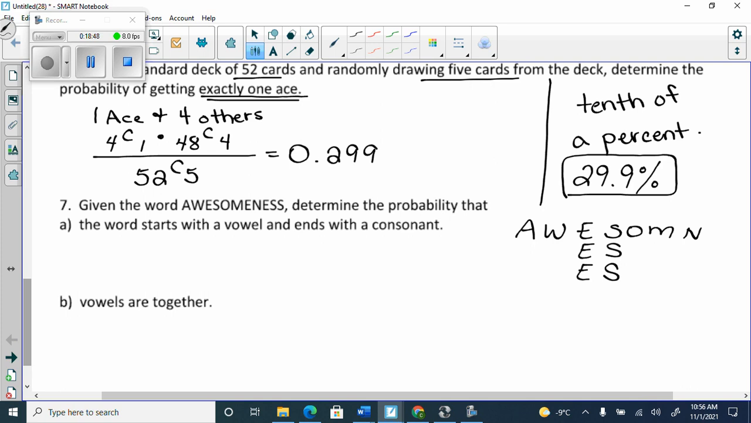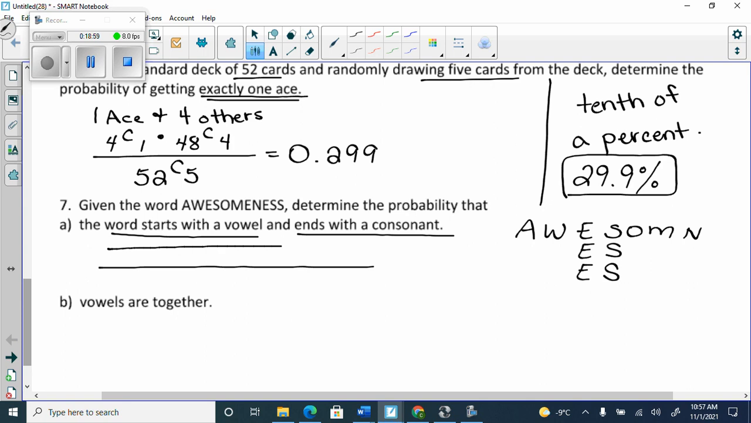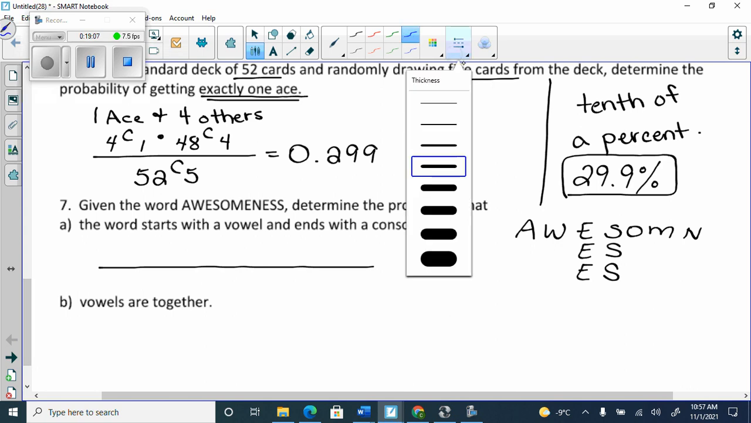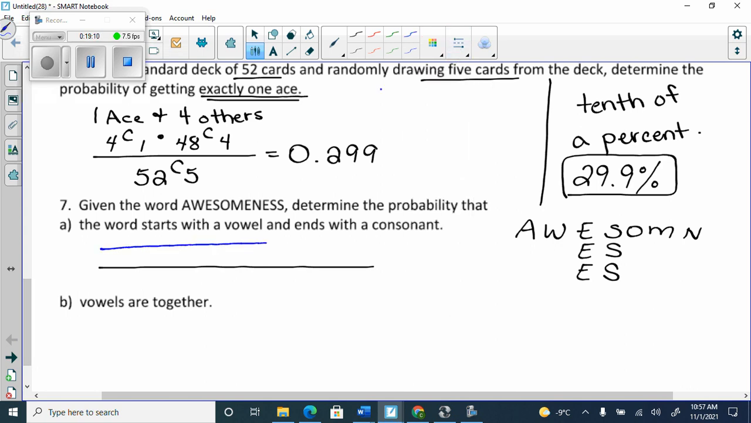So we're going to determine the probability the word starts with a vowel, ends with a consonant. Okay. Good stuff. I'm going to do my perms and comps question on the top. On the top, I'm going to do, starts with a vowel. How many letters are in awesomeness? 11, it looks like.